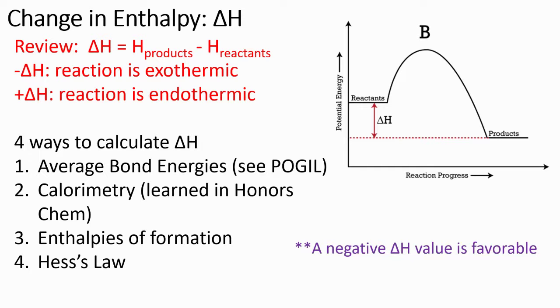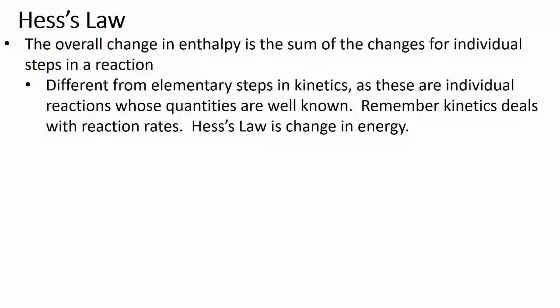So in this video, we are going to look at Hess's law and how to use Hess's law to determine the enthalpy of a reaction. And so we've got four ways that we can calculate the enthalpy of the reaction: average bond energy, calorimetry, enthalpies of formation, and then today's video is on Hess's law. Remember, a negative delta H value is favorable.